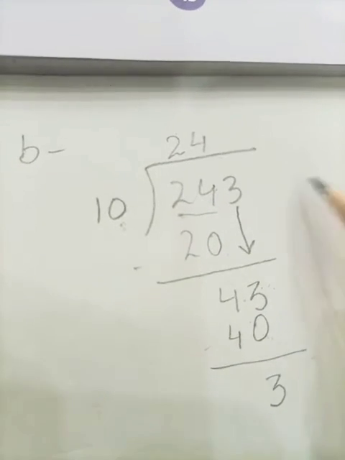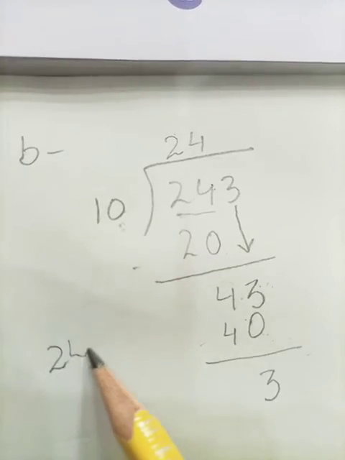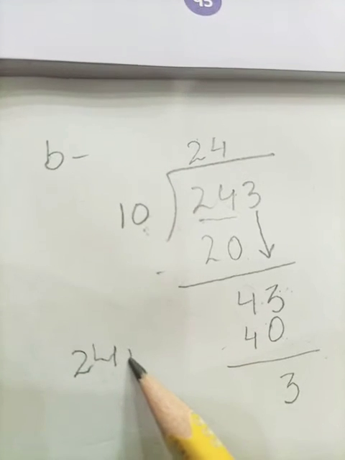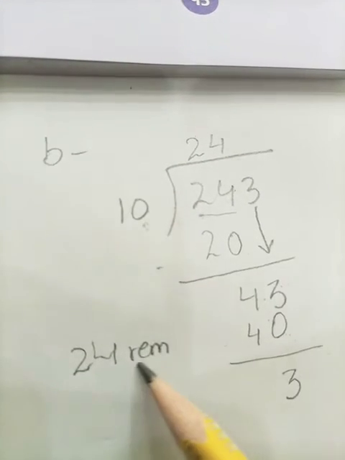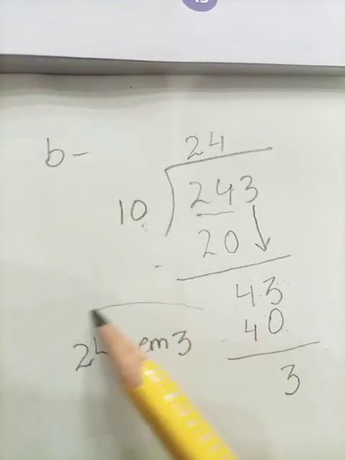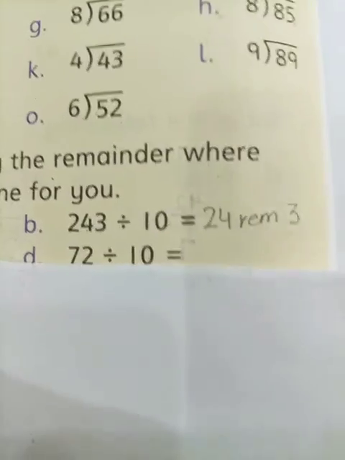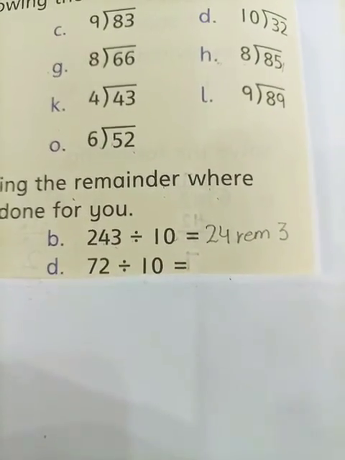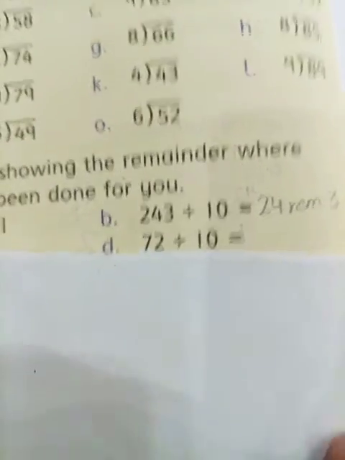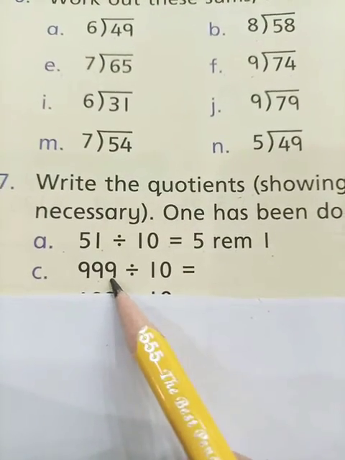So students, we can write our answer as, our quotient is 24. Here is our quotient. Our quotient is 24 and our remainder is, I am writing REM for the remainder, 3. So we are going to write this in the answer in the book. Look at this, students, I have written 24 remainder 3, that is the answer to my question. Now come toward part C, in which we are going to divide 999 by 10.